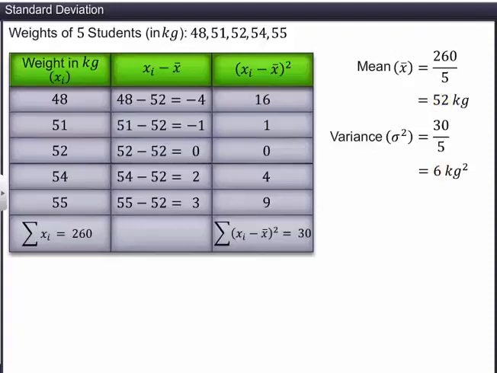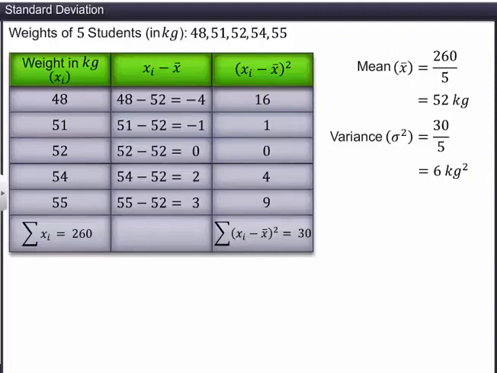Here, it is clear that the unit of the observations and the mean is kilogram, while the unit of the variance is kilogram squared. Thus, the variance cannot give proper information about the data.